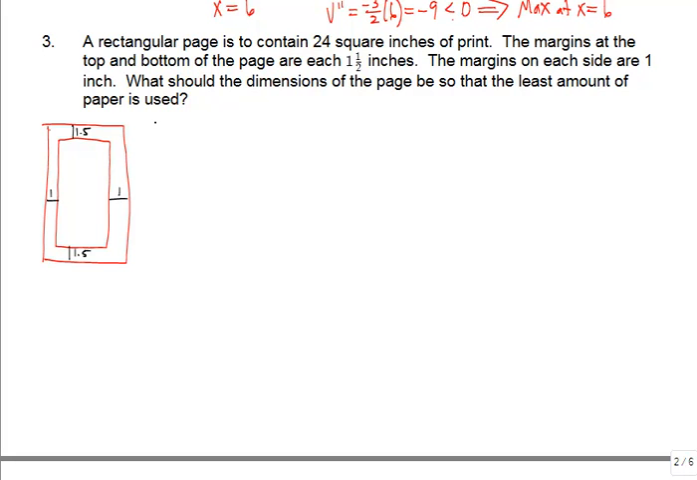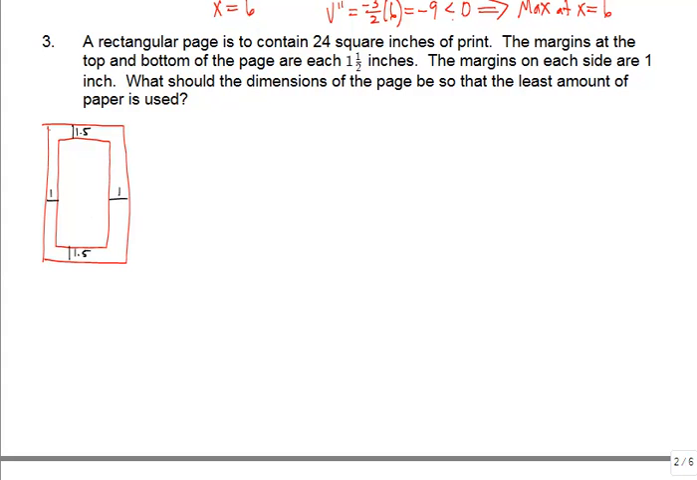Now, least implies a minimum, so we want to use the minimum amount of paper, and that would mean the minimum area of this big rectangle. So we're trying to minimize the area of the big rectangle when the constraint is that the area of the small rectangle is 24.